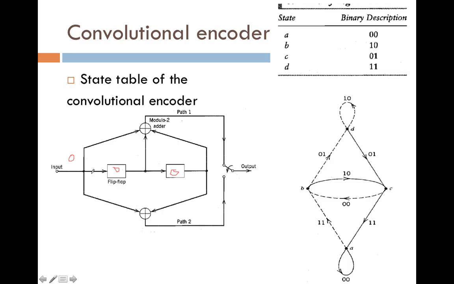So the encoder remains in the same state, and we are going to find the output. Since everything is 0, the output will be 00. For the first path, the input to the first modulo-2 adder is taken from before the first flip-flop, and the value is 0. The first flip-flop output is 0 and the third flip-flop output is 0. When you add these three bits using the modulo-2 adder, the output will be 0. Similarly, for path 2, the first one is 0 and the second one is also 0. When you take the modulo-2 addition of these two bits, you get output 0.